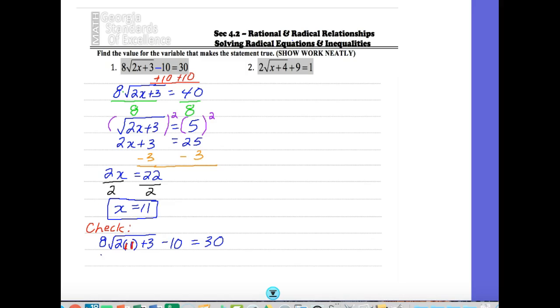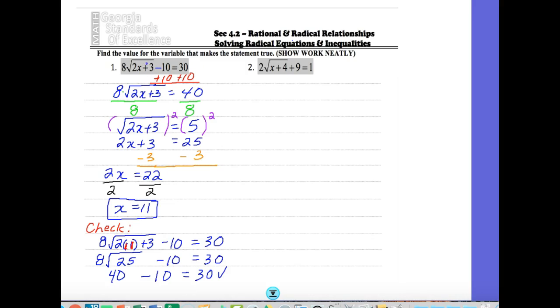You have 8 times the square root of, well, 2 times 11 is 22, plus 3, that's 25 under the radical. Minus 10, does that equal 30? Well, 8 times 5, that's going to equal 40, right? 40 minus 10, does that equal 30? The answer does check out. So that's your goal today. Can you solve radical equations? Let's look at another one.